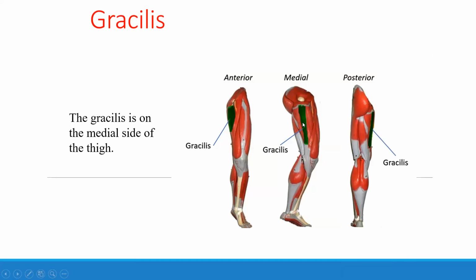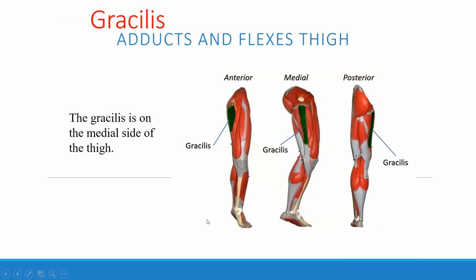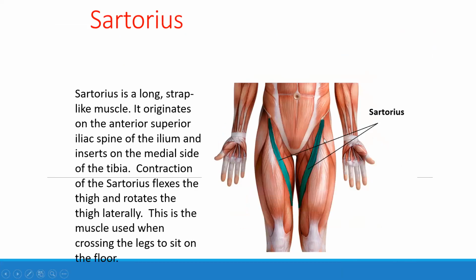Gracilis right there on the medial surface of the thigh. And there's the Sartorius right there. The Sartorius is what we use when we're going to sit cross-legged. You're sitting cross-legged at the beach or in your chair or whatever. When we cross our legs to sit on a flat surface, we crawl up into a chair or something, we use the Sartorius to do that.